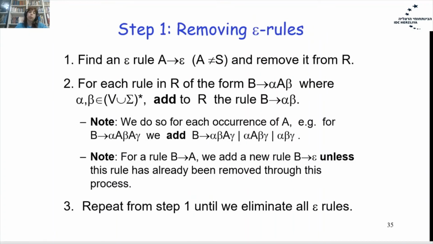So, step number 1 will be removing epsilon rules. We will find an epsilon rule, A derives epsilon, where A is not S, and remove it from the set of original rules R. For each rule in R of the form B derives alpha A beta, where A, as you remember, can derive an empty word, we should add a new rule to R: B derives alpha concatenation beta without A. A is now replaced with an empty word.